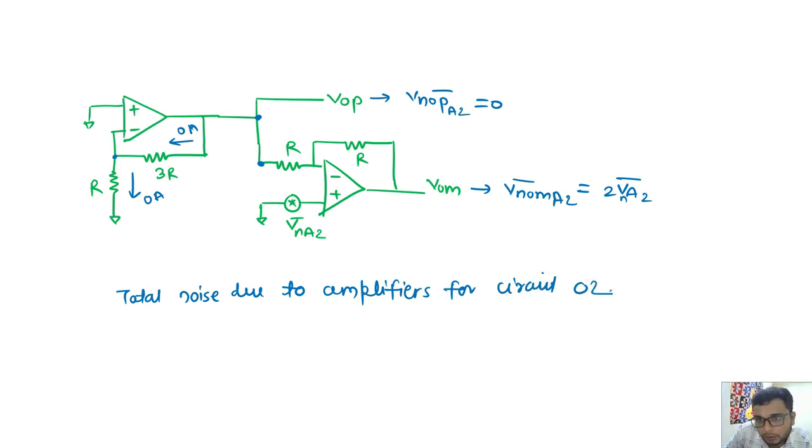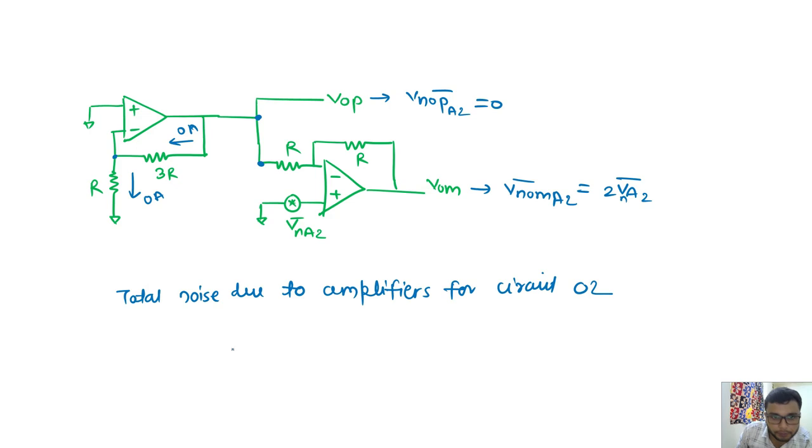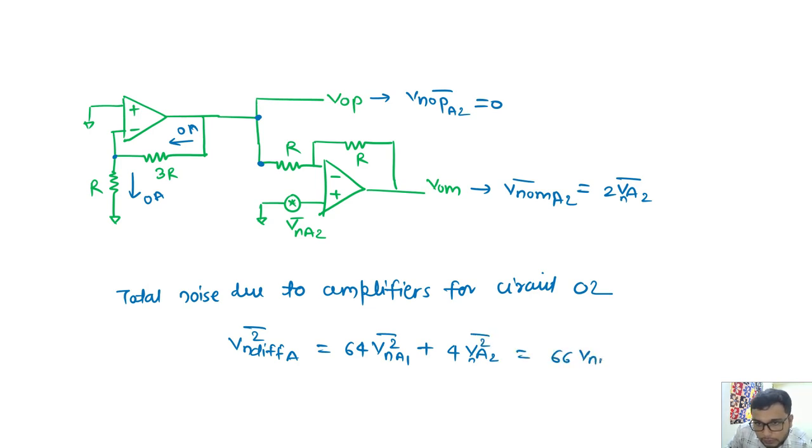For circuit 2, which is nothing but what is here? That is 8 Vn1. Vn diff total due to the amps is what? 64 Vn of A squared. Nearly, I am considering they are the same. So 66 VnA squared. So this is the total differential noise due to the amplifier.